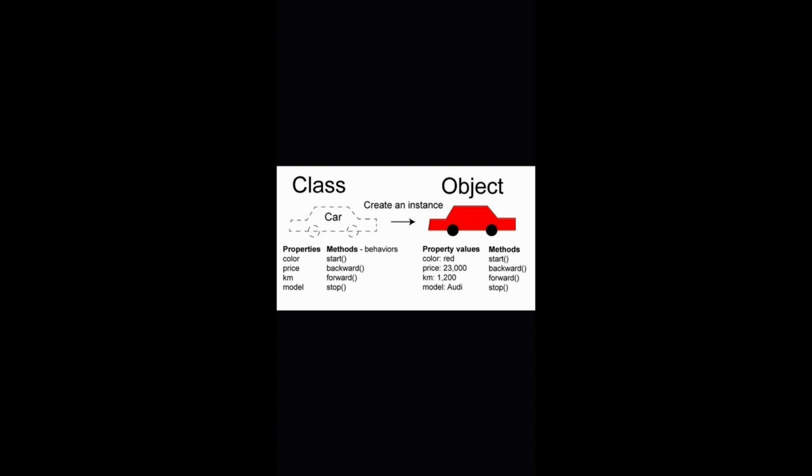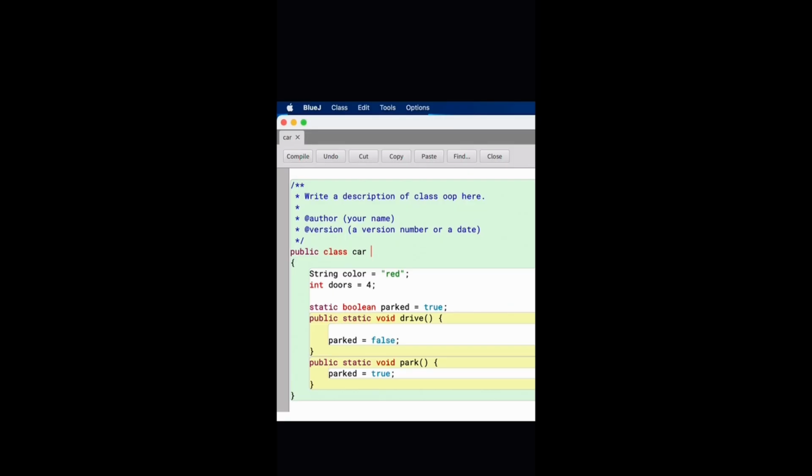This structure makes object-oriented programming great for organizing complex programs by breaking them down into smaller pieces. Java is a great example of object-oriented programming. Here, for example, we have a class, car, which has properties such as color, red, or number of doors, 4. It can perform actions such as drive or park, which would change its state of being parked.